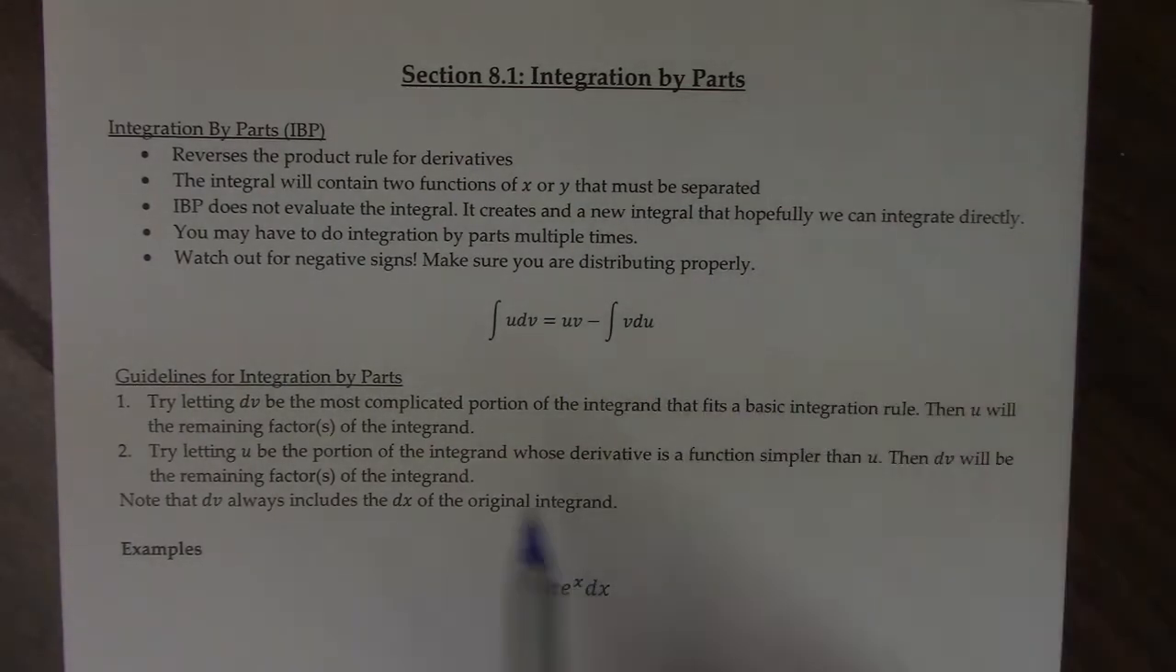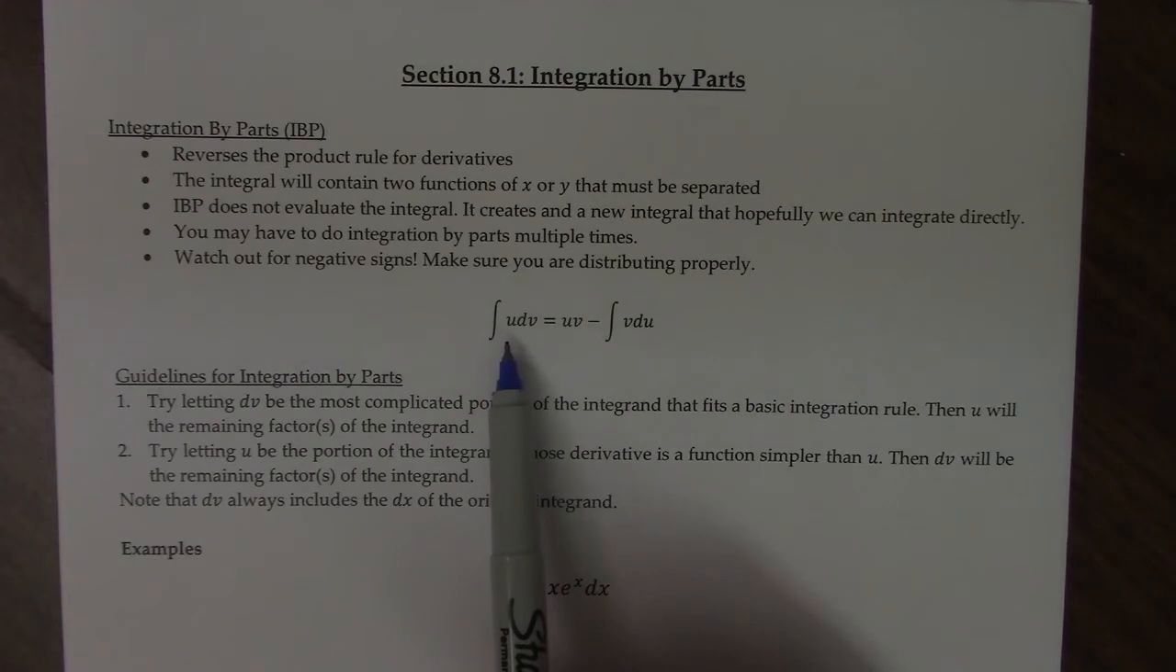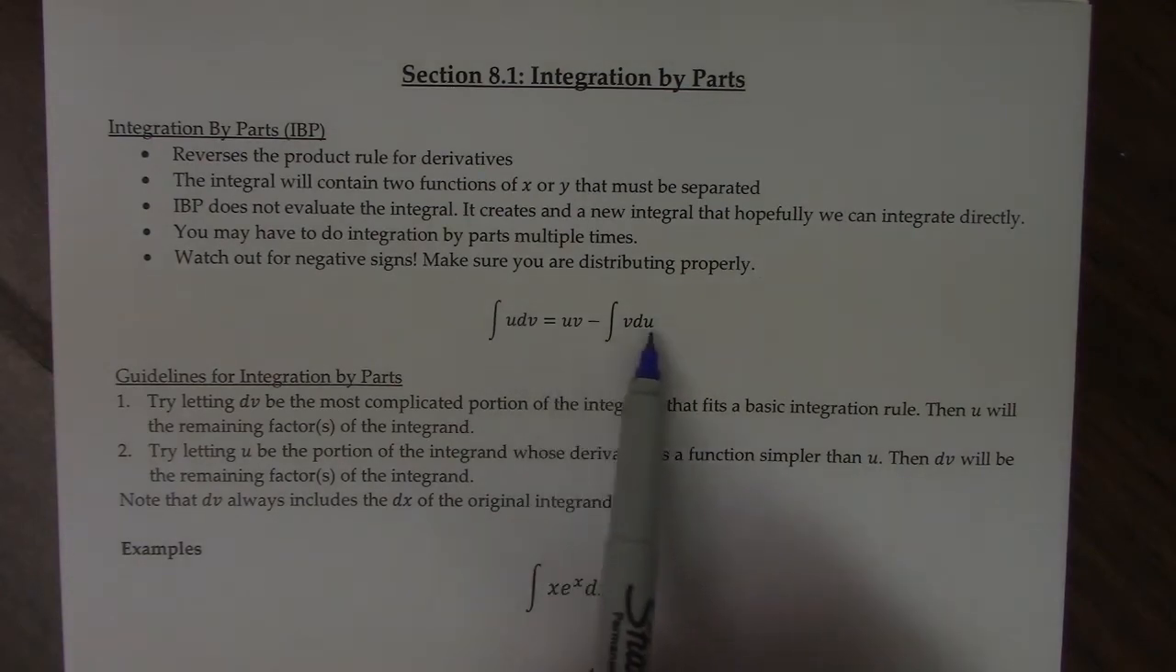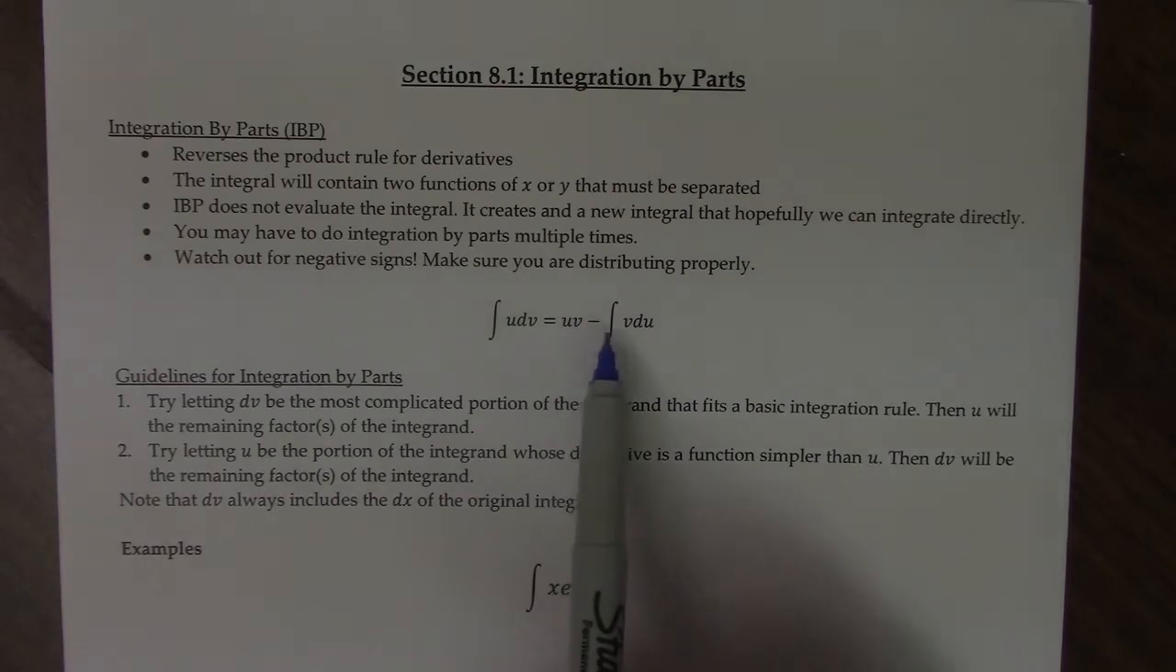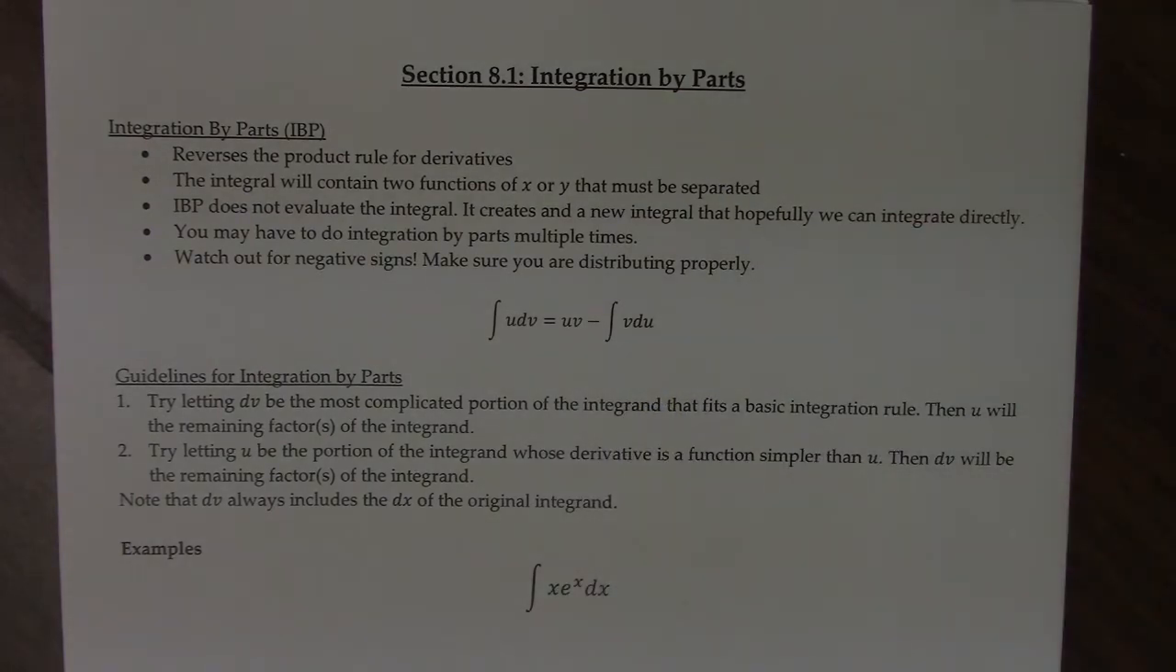So here's the theorem, right? We have two expressions. One will be a function that we will differentiate. Another will be a function that we will integrate. And when we break it up into pieces, it produces this new expression. So you see we get a term of two things combined, minus the new integral. And this is the integral right here that we hope we can integrate directly. And if we can't, we may have to do this multiple times. So make sure you're very, very careful with this negative sign, especially if you're doing repeated integration by parts, because you want to make sure that you are distributing it properly.